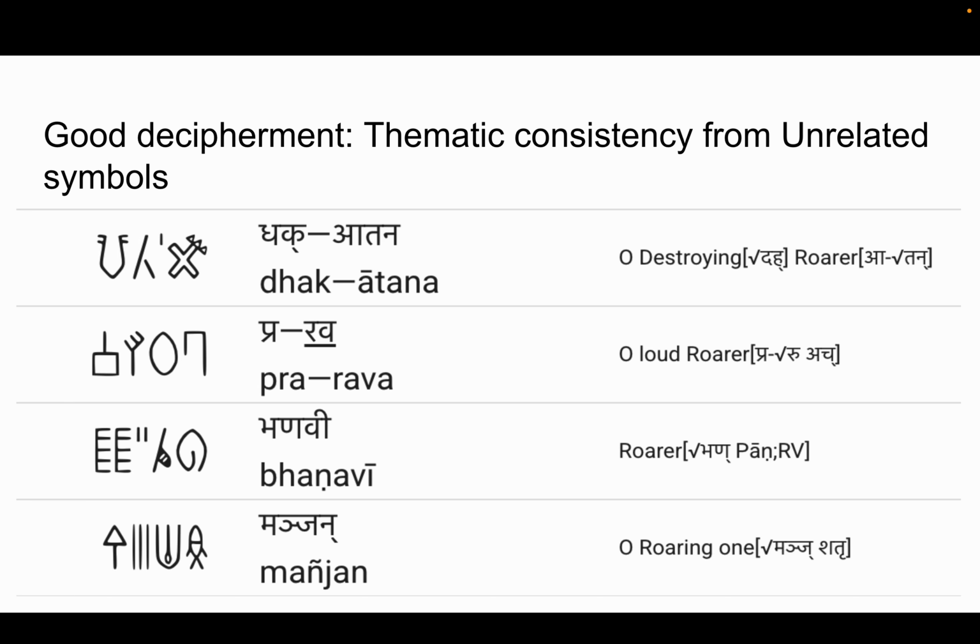So let's look at my decipherment. On the left column, you see completely different symbols in each row. They're nothing like each other. They create words that are also very different from each other, right? So Prarava is different from Bhanavi and so on. But their meaning is consistent. They're talking about a roarer, which is Rudra, and it is very hard to create consistency in that way accidentally. From randomness, you are not going to get uniformity.